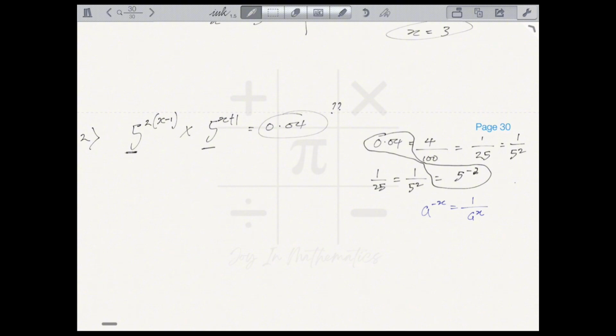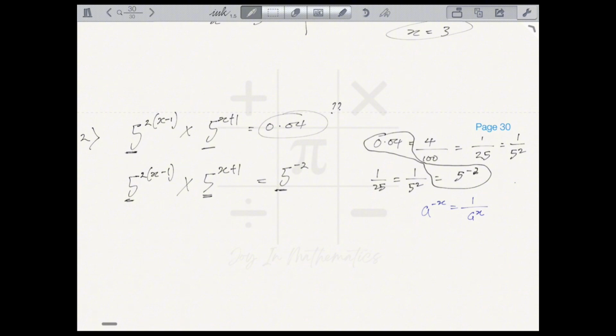So let's rewrite it and say we have 5 to the power x minus 1, multiplied by 5 to the power x plus 1, is equal to 5 raised to the power what? Minus 2. Now we have the same base throughout, so we can evaluate and solve.